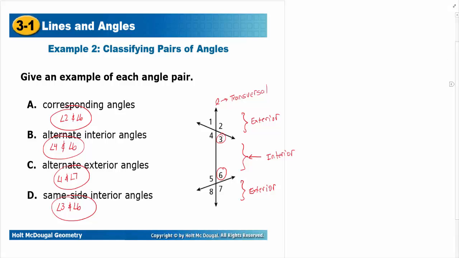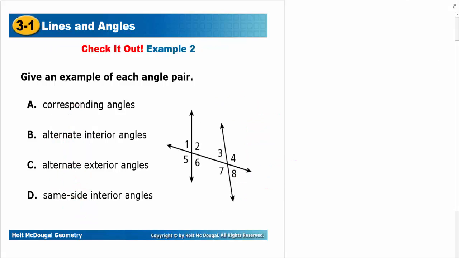More definitions and apply them. Alright, quick example here. Check it out, example 2. So we can go through these real quick, okay? I'm going to use this as a really fast example. So you can pause this to get it set up if you want to give this a shot first.